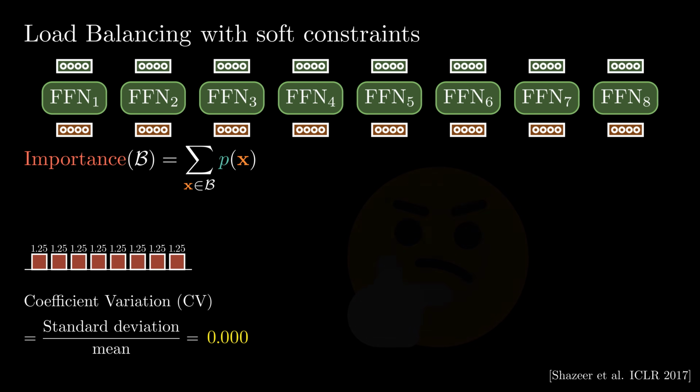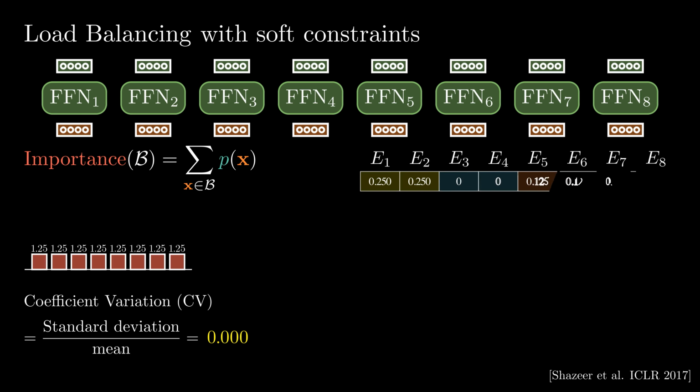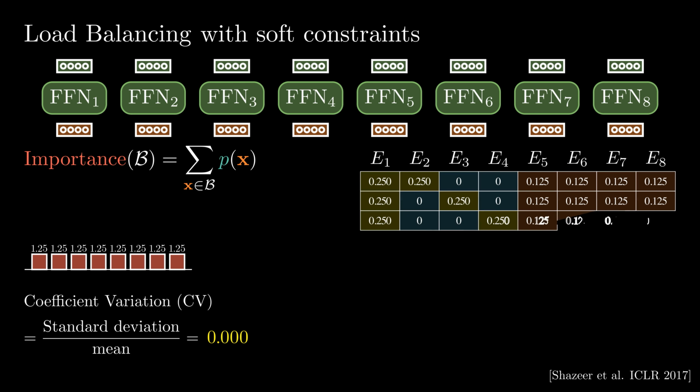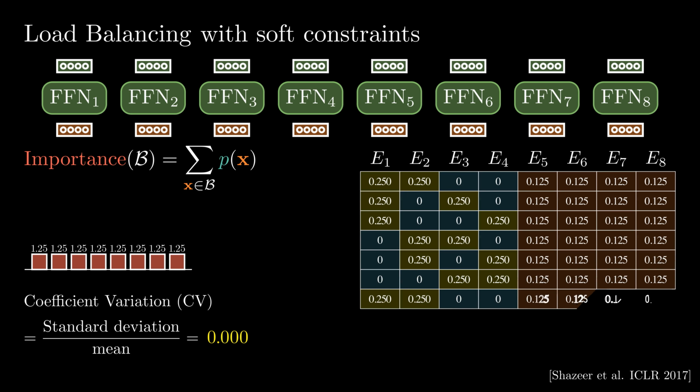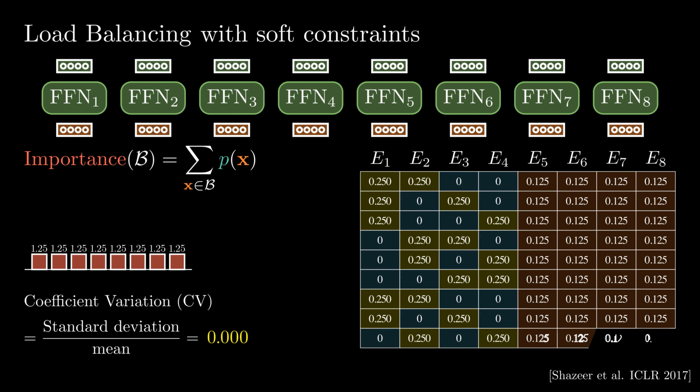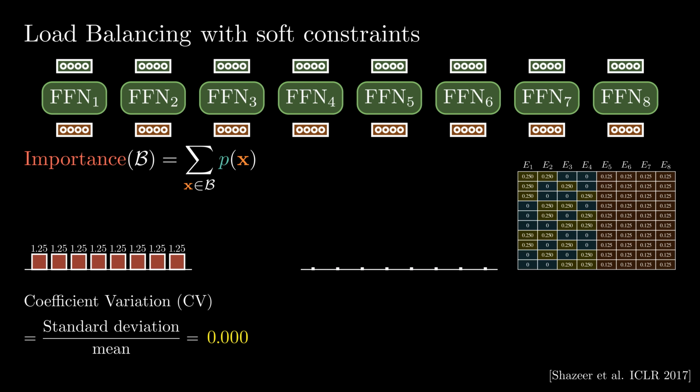Consider the following counterexample. Here we have 8 experts. Assume that the router assigned probabilities of 0.25 to 2 of the first 4 experts and 0.125 evenly to the remaining 4 experts. If we calculate the importance of each expert by summing up the router probabilities assigned to them, the resulting expert importances are perfectly uniform across all experts. As a result, the coefficient of variation metric indicates zero loss in this scenario.